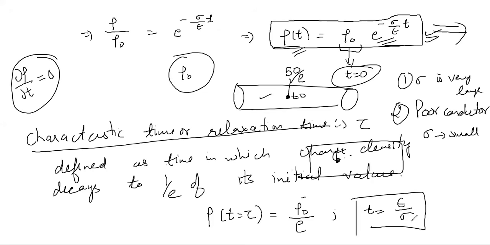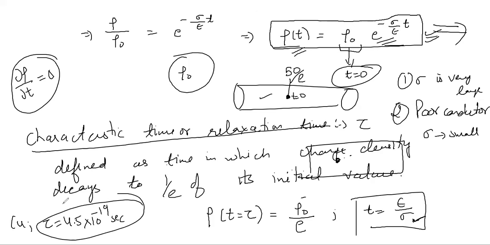Again, if it's a good conductor, conductivity is going to be very large, your sigma will be very large, and your characteristic time or relaxation time will be very small, which means the charges will redistribute very fast. On the other hand, if it's a poor conductor, then your sigma is small, and your characteristic time or relaxation time would be very large, which again means that your charges are going to redistribute very slowly. If you take an example of a good conductor, for copper, this characteristic time is 4.5 into 10 to the power minus 19 seconds.